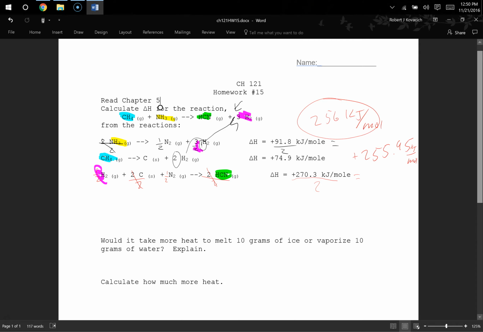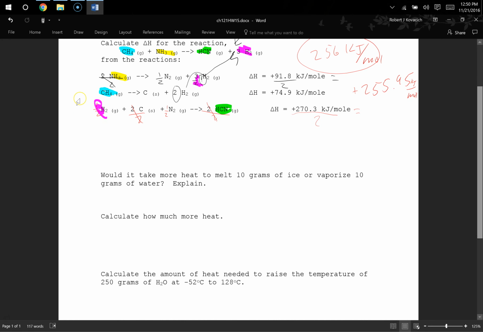Okay, next one. Well, the heat of vaporization for water is 540 calories per gram, and the heat of fusion for water is 80 calories per gram. So the vaporization is how much it costs to turn it into a vapor, or how much you get if you go from a vapor to a liquid. And this is how much it costs to melt ice, or how much you get back if you go from liquid water into ice. So obviously it's going to take a lot more energy to vaporize the water.